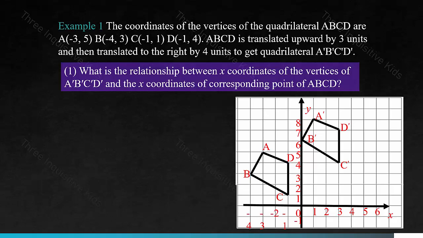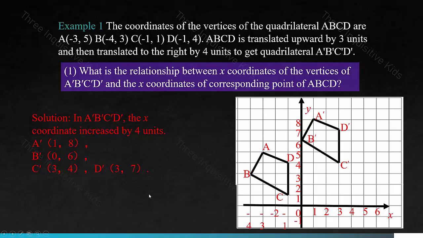So right now we're only focusing on the x-coordinates. The problem says that this quadrilateral was translated to the right by 4 units, which means that all of the x-coordinates must have increased by 4 units. And these are all of the new coordinates.